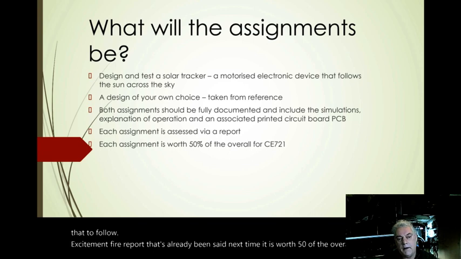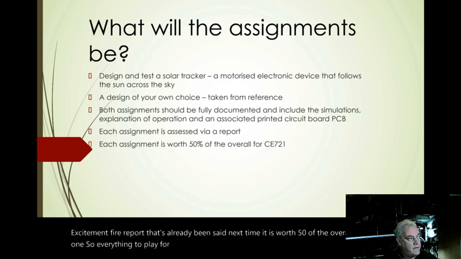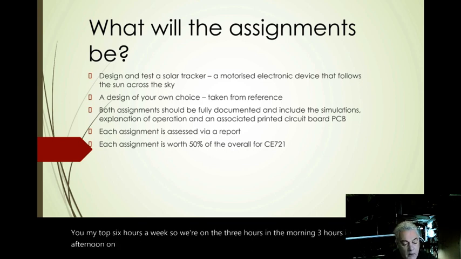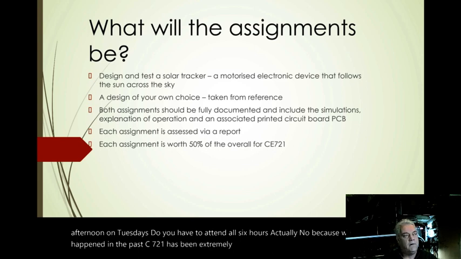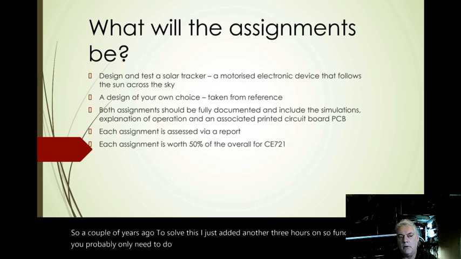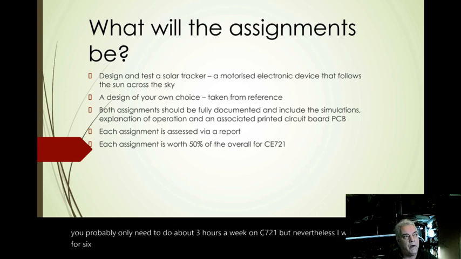We meet up 6 hours a week, so we're on 3 hours in the morning, 3 hours in the afternoon on Tuesdays. Do you have to attend all 6 hours? Actually no, because what's happened in the past, CE721 has been extremely popular, but there have been timetable clashes, so a couple of years ago, to solve this, I just added another 3 hours on. So fundamentally you probably only need to do about 3 hours a week on CE721, but nevertheless I will be there for 6 hours. So anyone that's got a timetable clash and is panicking that they're going to miss out on content, don't, because the contingency has already been made.